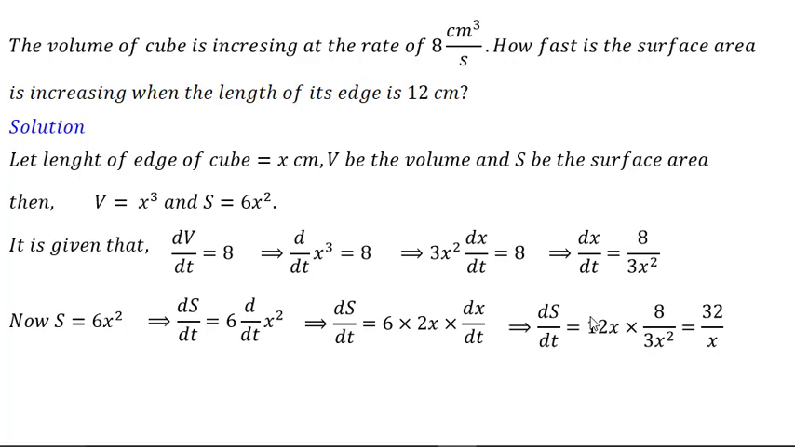That means rate of change of surface area depends on the value of x. Now we have to find the rate of change of surface area when edge length is 12 centimeter. So we replace this x with 12 and we get ds upon dt is equal to 32 upon 12. On simplification we get 8 upon 3. Now unit we have to mention if it is given. So as unit for volume is centimeter cube, unit for surface area will be centimeter square, and we say that ds upon dt at x equal to 12 is equal to 8 upon 3 centimeter square per second.